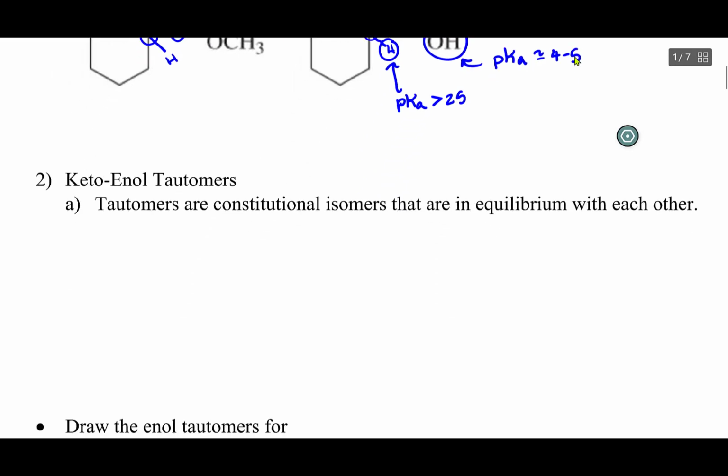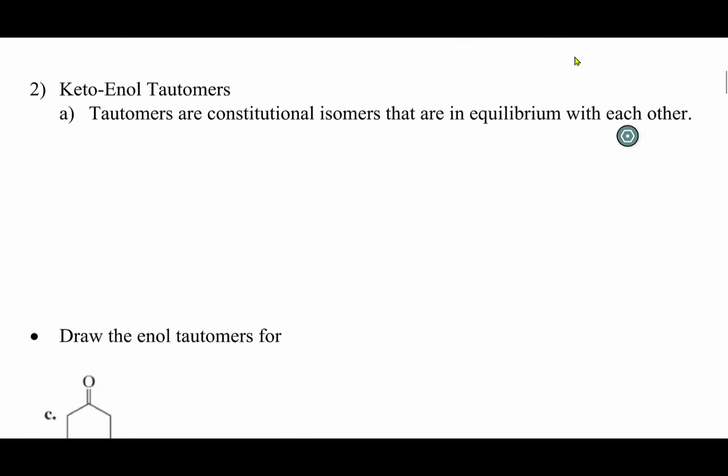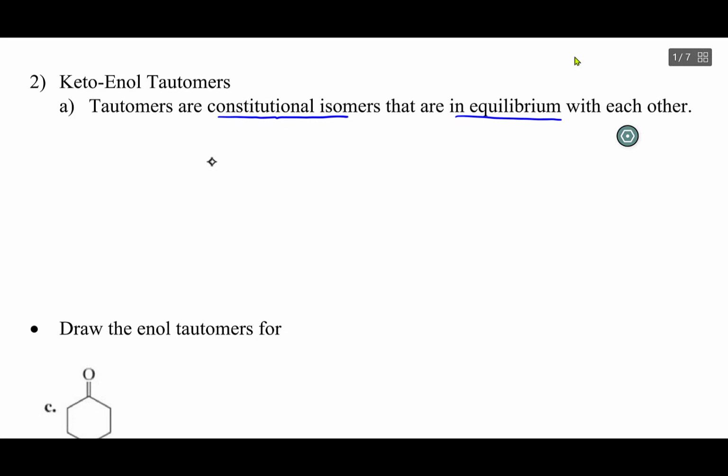And so now we come to another topic which is important in this chapter, and that is the idea of tautomers. A tautomer is a name that we give when 2 constitutional isomers are in equilibrium with each other, and ketones, or carbonyls, are in equilibrium with their enol form. So let's look to see what that really means.